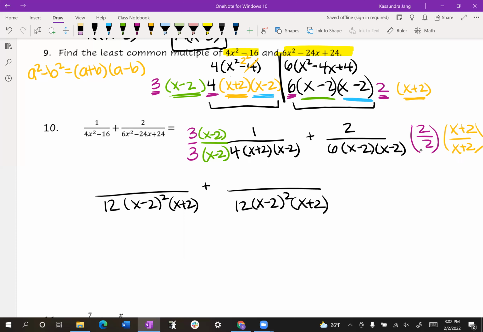Let's look at the numerator. 1 times anything is itself, so I'm not too worried about that 1. The other stuff, though, I do need to distribute the 3. So 3 times x and 3 times negative 2. Over on the right side, this fraction, 2 times 2 is 4. And I have to then distribute that 4 to the other polynomial. So I get a 4x plus 8.